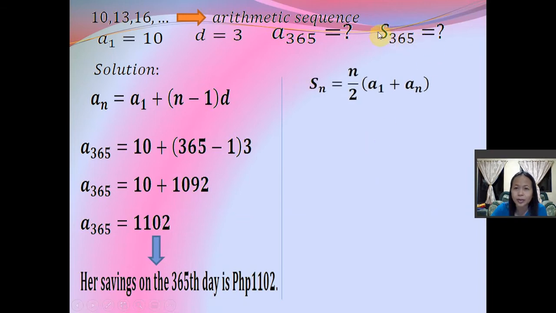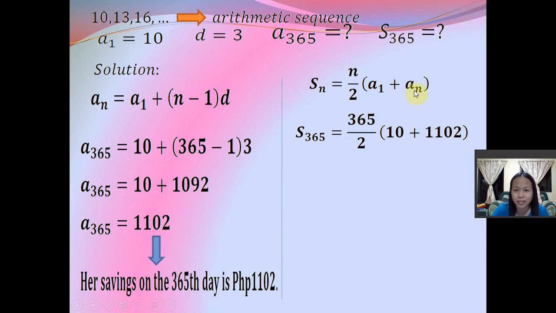Second question. We are going to look for the total savings for 365 days. So we are going to add her savings from the first day up to the 365th day. Since we are certain about the last term, which is 1102, we will be using this shorter formula for arithmetic series. Our n is 365, divided by 2. Our first term is 10.